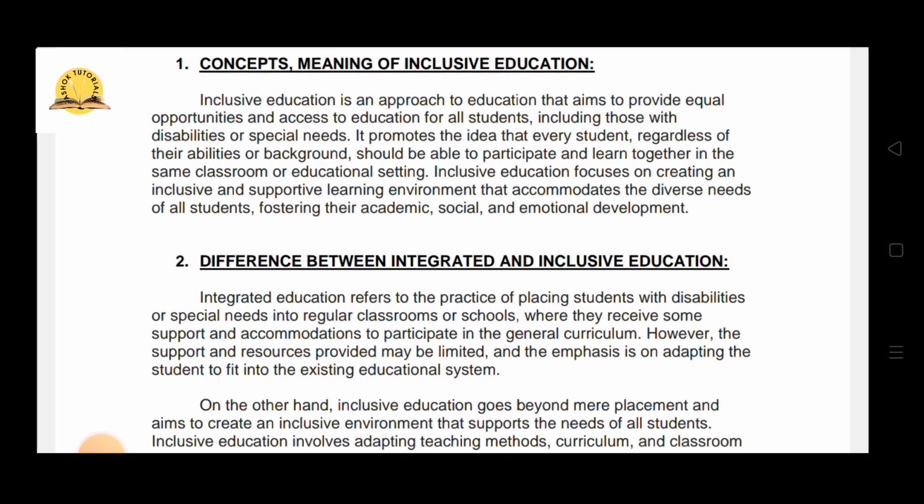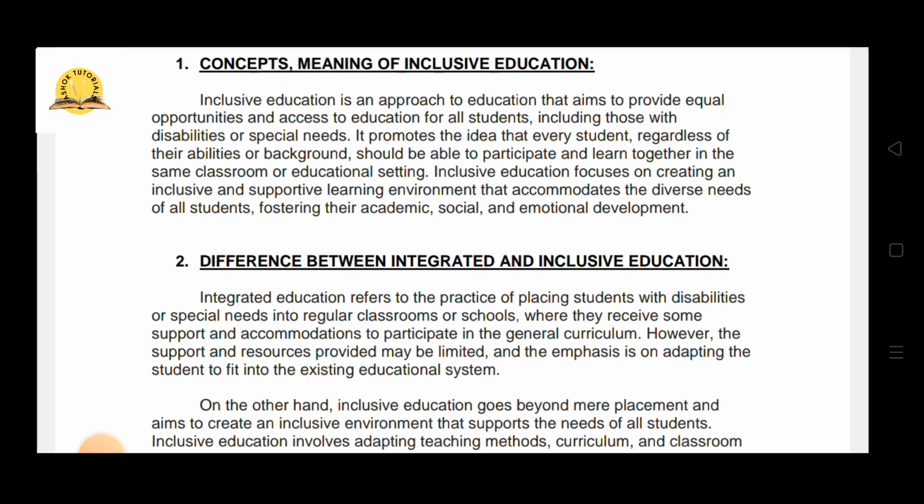study materials, right? Then, inclusive education focuses on creating an inclusive and supportive learning environment that accommodates the diverse needs of all the students, fostering their academic, social and emotional development. So what do we understand by inclusive education? By inclusive education, we understand that it includes the supportive learning environment which accommodates the diverse, the various, the different needs of all the students, fostering their academic area, social area and emotional development.